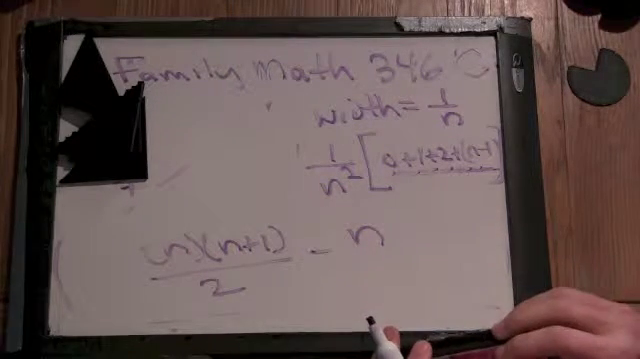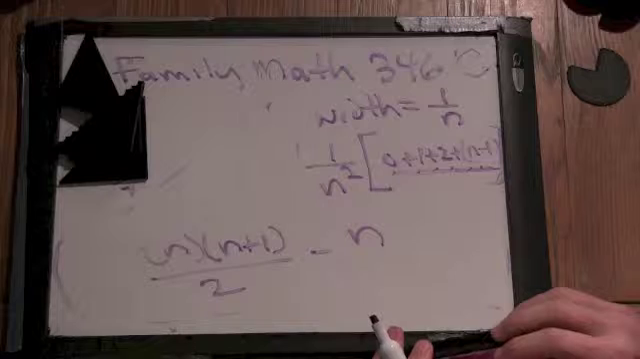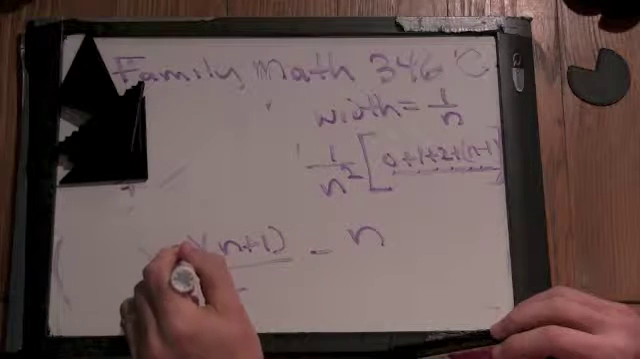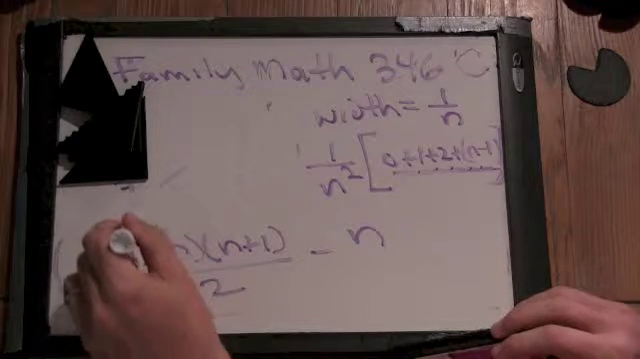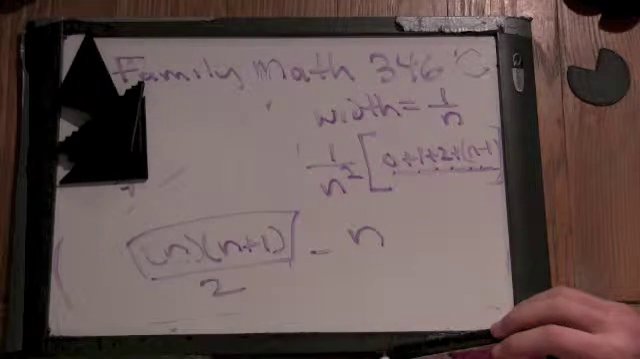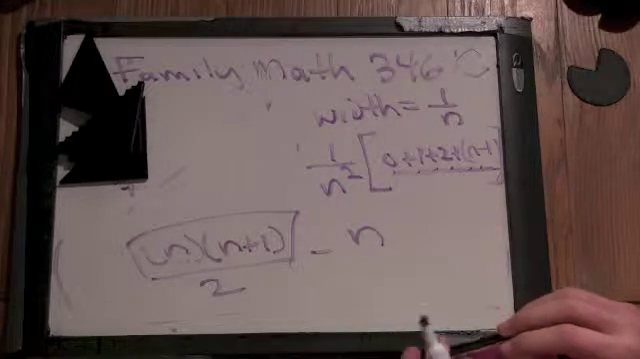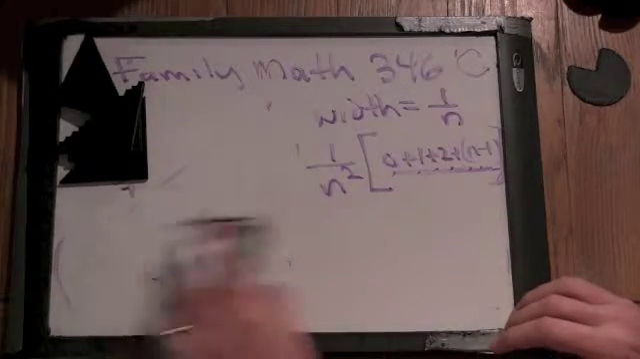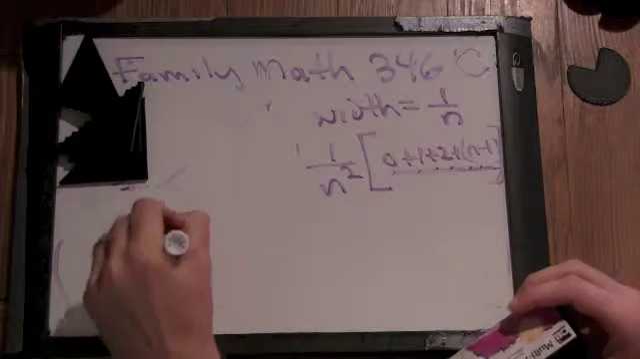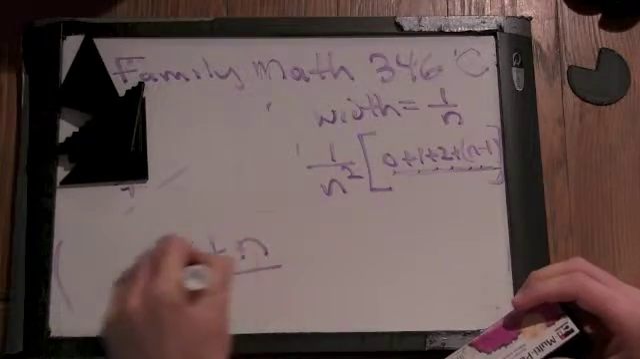Well, you've got to be careful here. It's not going to just take away this N, because this is multiplying it all out. So what is the expression on top of this fraction here? It's N squared plus N. So we could say it's N squared plus N over 2.